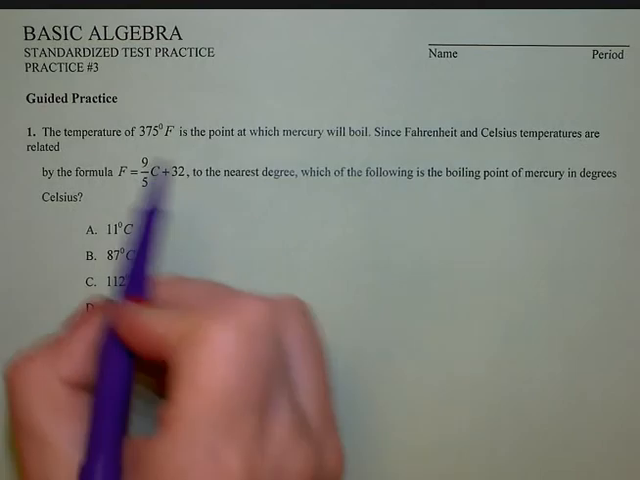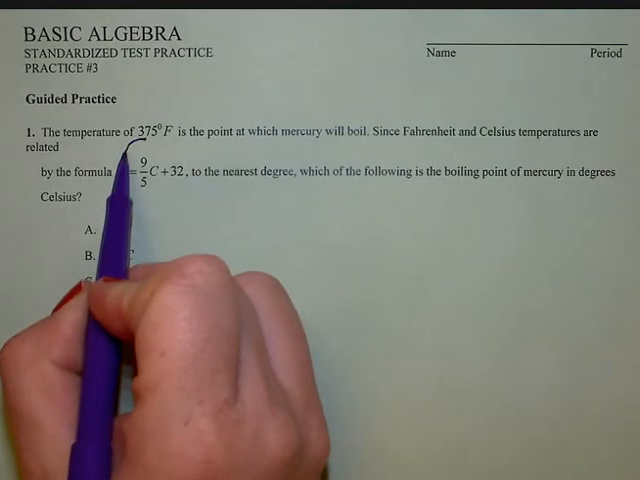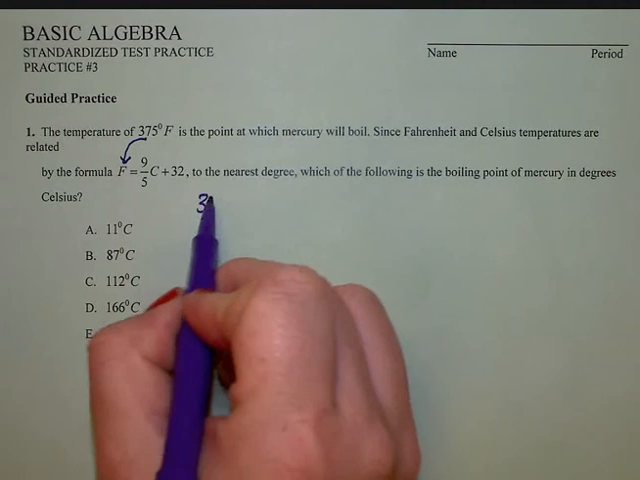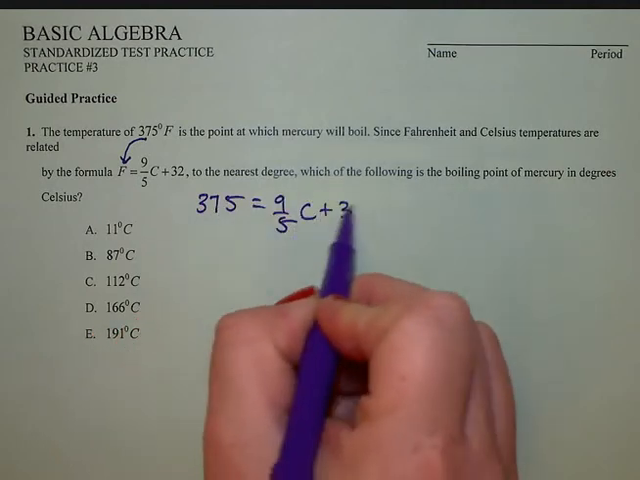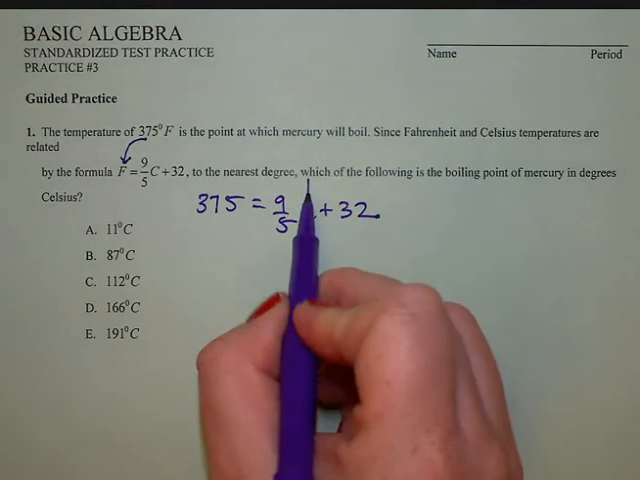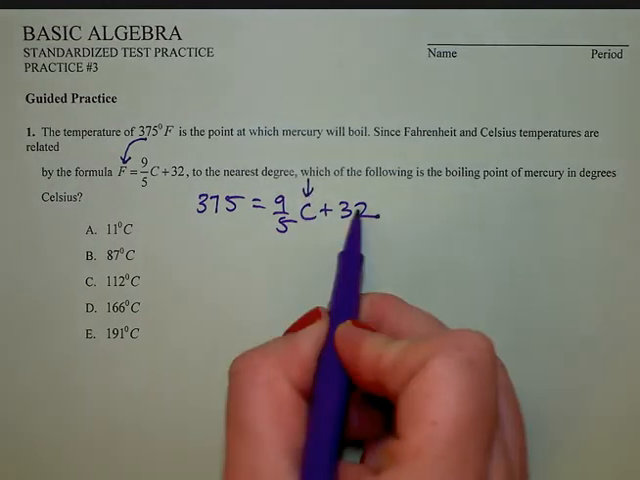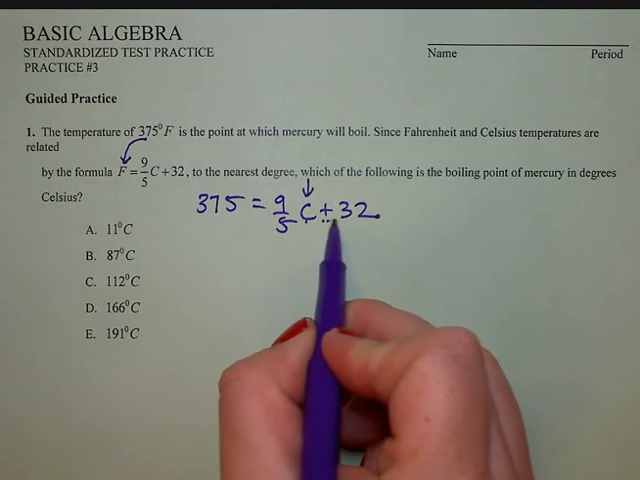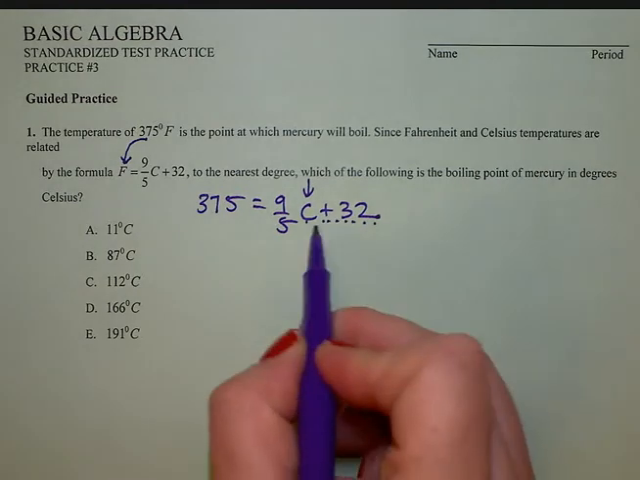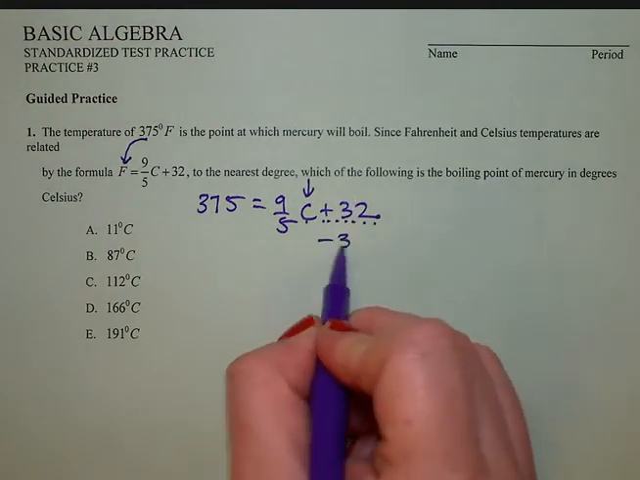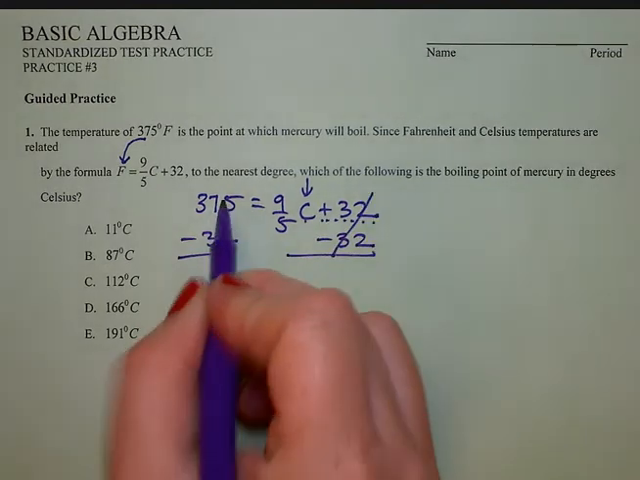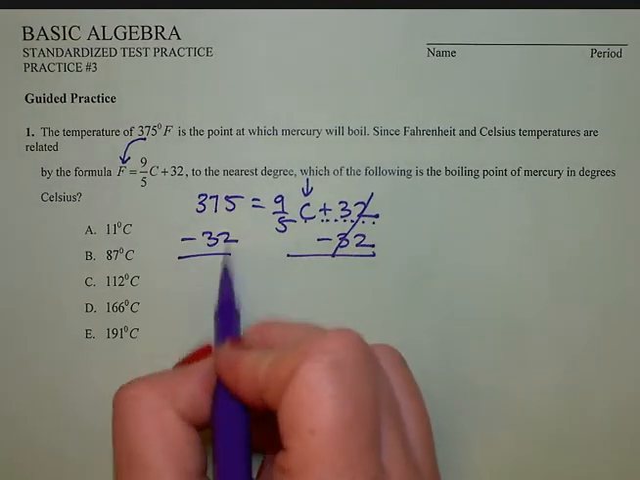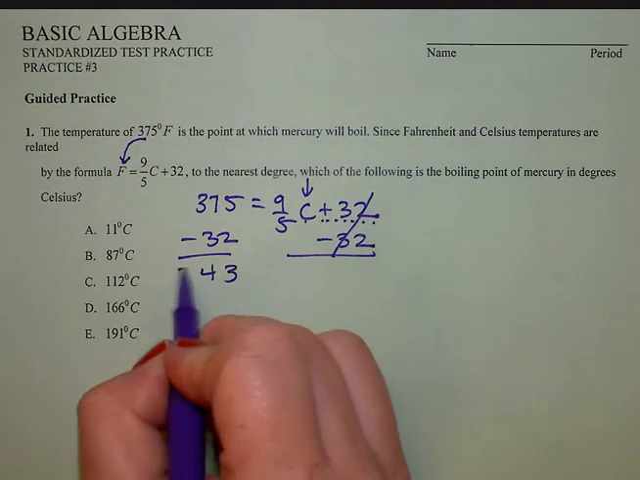I'm going to substitute 375 in for F. As a reminder, we want to solve this as quickly as possible for C. So to isolate the C, I want to remove the number that's not touching the C, which is positive 32. The inverse operation of adding 32 is subtracting 32. If you can do this quickly by hand, then do so. If not, grab a calculator.